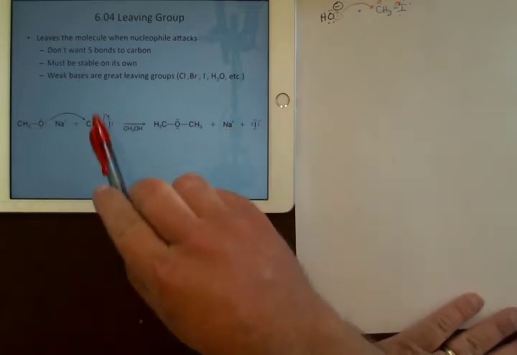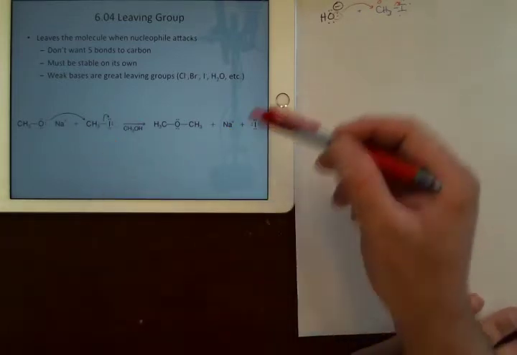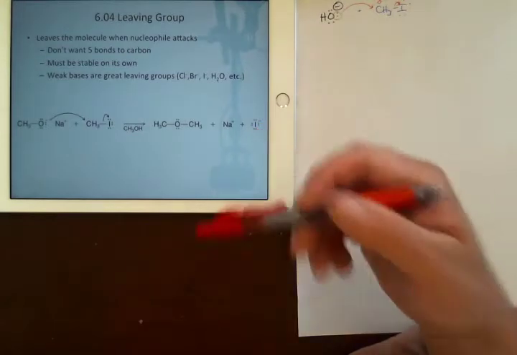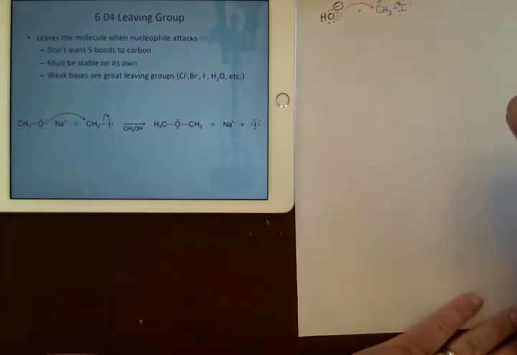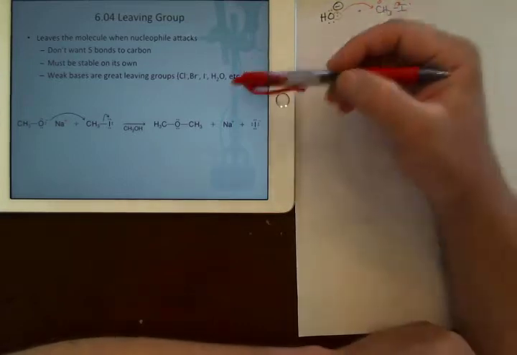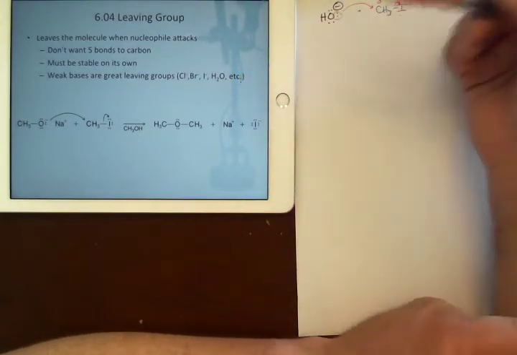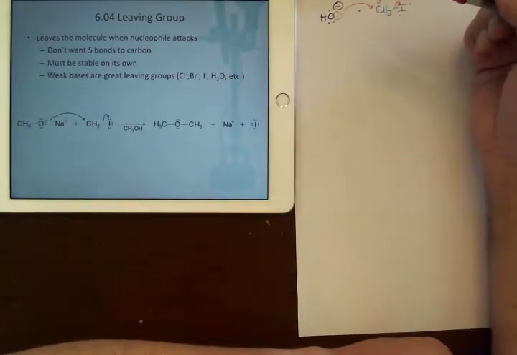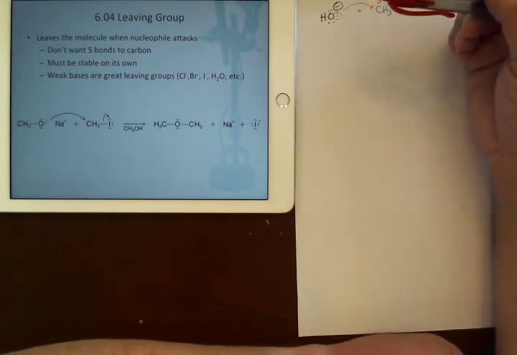So one of the things you need for a leaving group, right? One, it needs to be stable on its own as a negative charge. So it either needs to be very, very electronegative, or it needs to be a really weak base. So we know chloride is really stable, right? That's why we have salt, stuff like that.